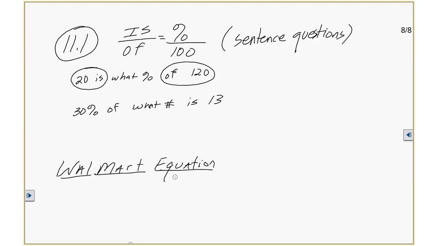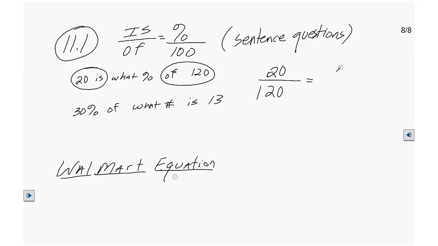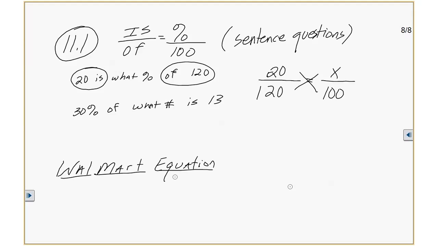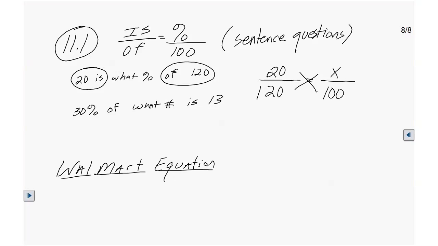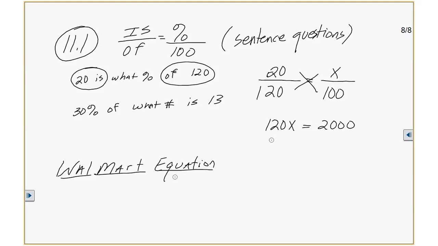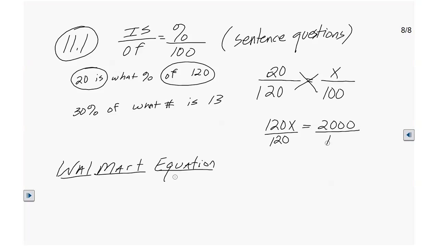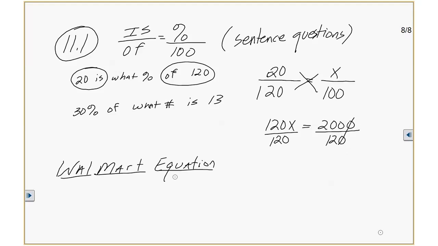So 20 goes in the top, and 120 goes right here. We don't know the percent, so that gets an X. And then the 100 goes here, and cross multiply and what? Solve. So that's going to be 120X is equal to 2,000. Divide by 120. Well, we can take those two zeros out.